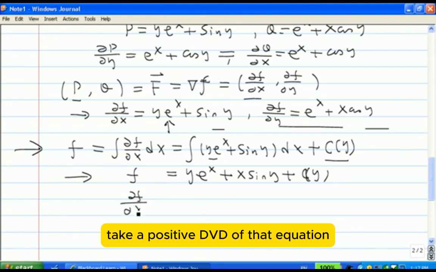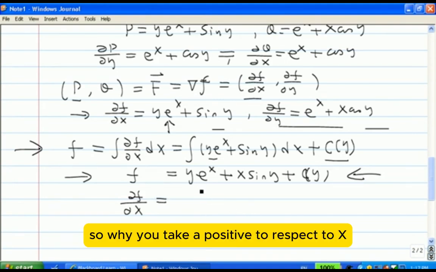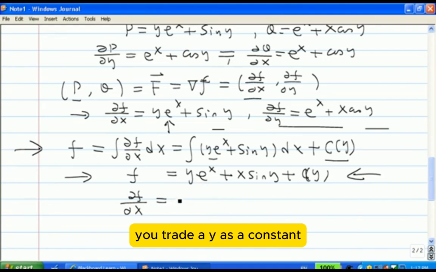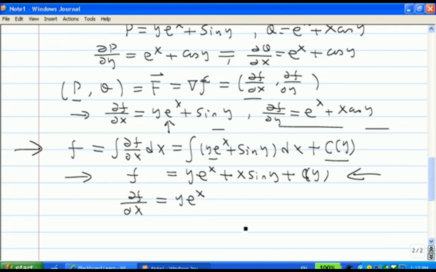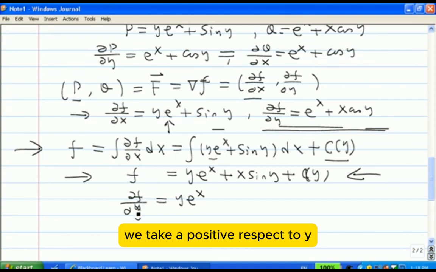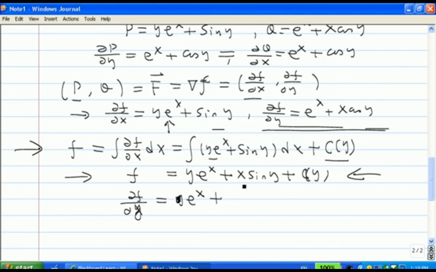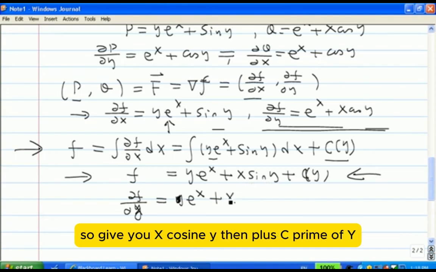So what I'm doing now is to take a partial derivative of that equation with respect to x on both sides. So when you take a partial derivative with respect to x, you treat y as a constant. So you got e to the x, you take a derivative, give yourself. No, we're talking about with respect to y, sorry. Okay, take a partial derivative. We want to check the second equation. Okay, we take partial f with respect to y. You treat x as a constant, so this is gone. Then plus the second term, you take a derivative with respect to y. You treat x as a constant, so give you x cosine y. Then plus c prime of y.